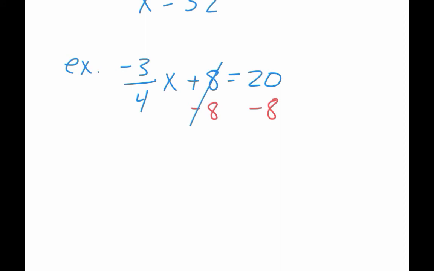Yep. Subtract. Well, subtract 8 from both sides. No, I thought you said multiply. Okay. So negative 3/4 x is left on the left side. And we have that equaling 12.